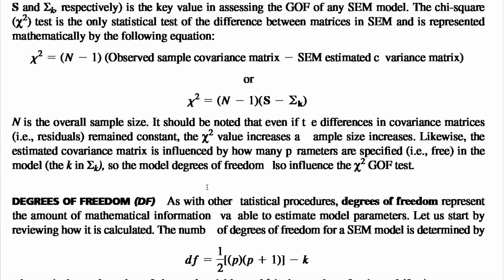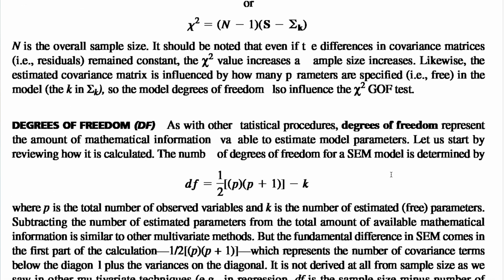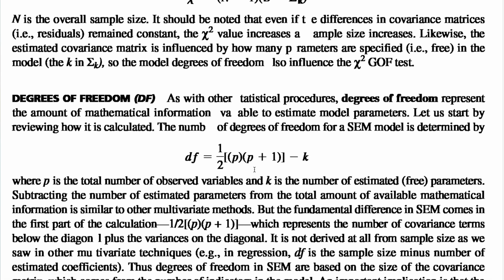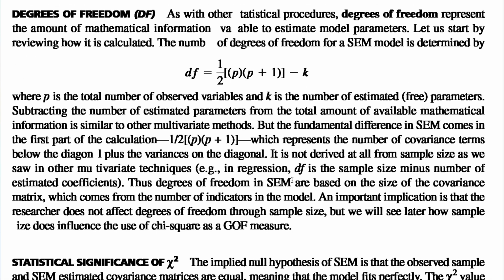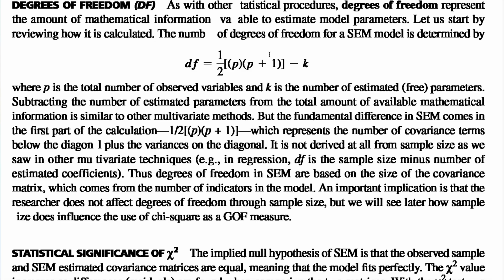Degrees of freedom. As with other statistical procedures, degrees of freedom represent the amount of mathematical information available to estimate model parameters. Let us start by reviewing how it is calculated. The number of degrees of freedom for structural equation modeling is determined by df equals one half p times p plus 1, minus k, where p is the total number of observed variables and k is the number of estimated free parameters.